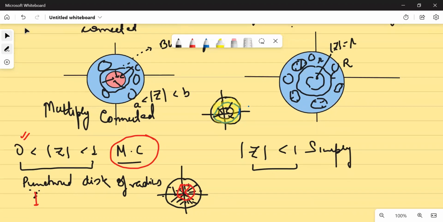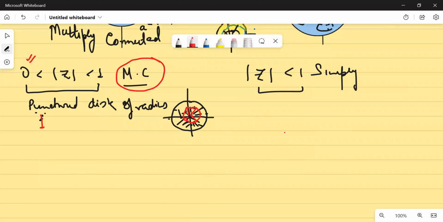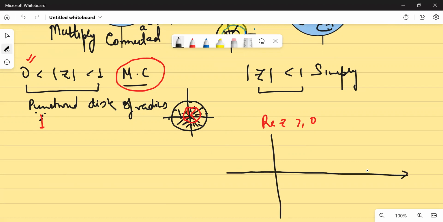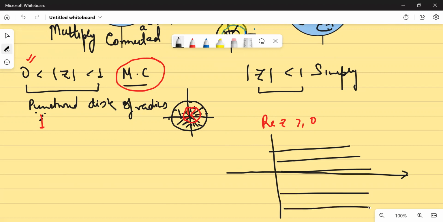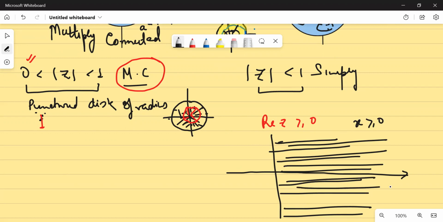Okay. What else can be a simply connected region? Let's say I take this sort of region. This is a simply connected region. Yes or no? If I take real part of z greater than or equal to 0, it means I'm talking of the region lying to the right of the y-axis, including the y-axis. Because real part of z equal to 0 means x should be greater than or equal to 0. The region that I'm shading right now includes the y-axis and everything to the right of it.